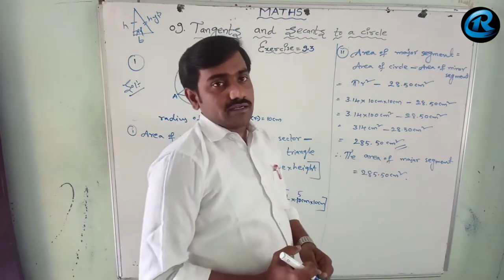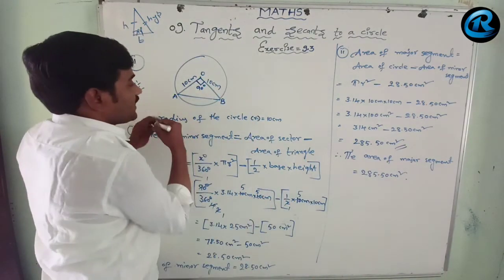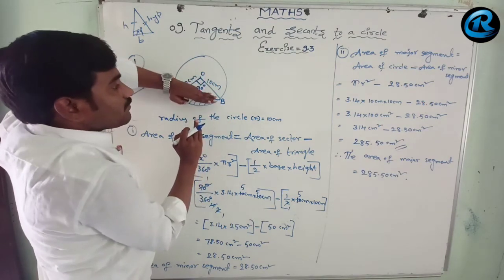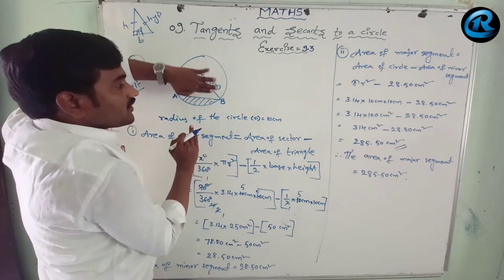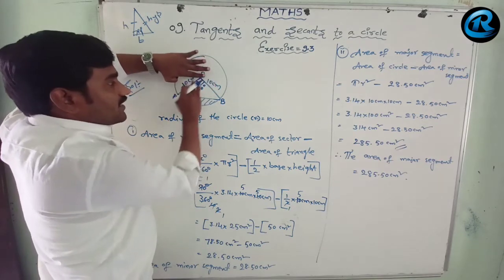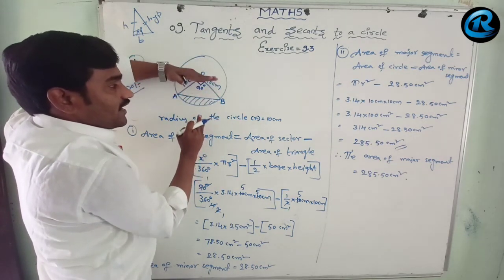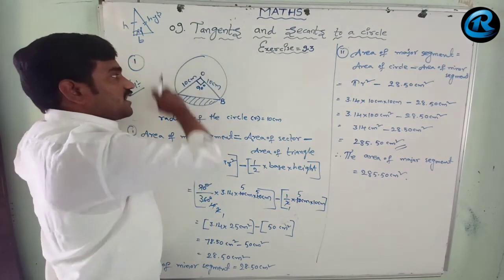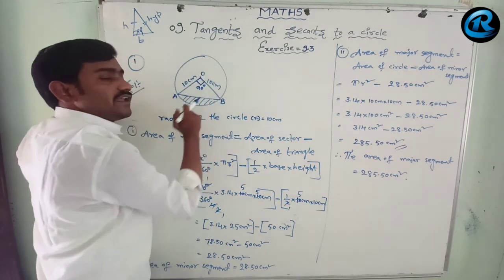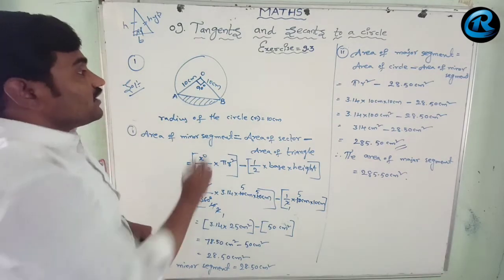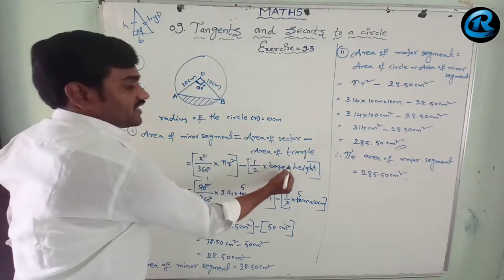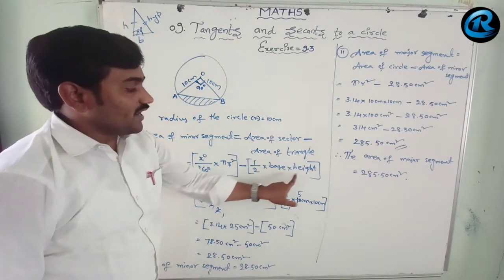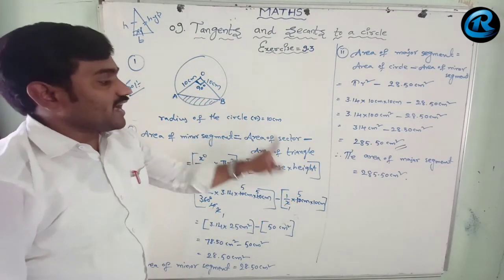So I hope you understood how to find out the area of minor segment and the area of major segment. Area of minor segment means this area, area of major segment means this complete area above. The area of minor segment formula is area of sector minus area of triangle. Area of major segment is area of circle minus area of minor segment. If it is 90 degrees, it is very easy to find the area of triangle because it is 1/2 into base into height. We take one side as base and the other as height.